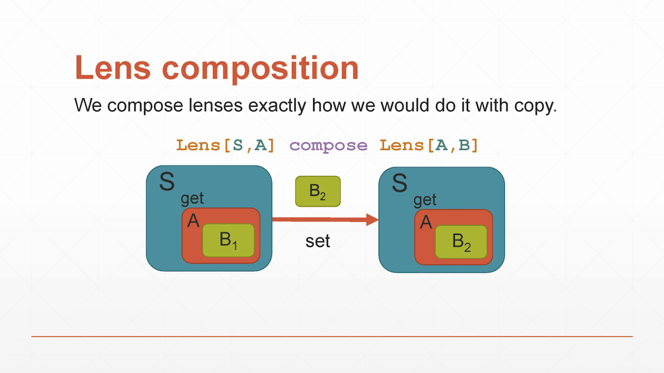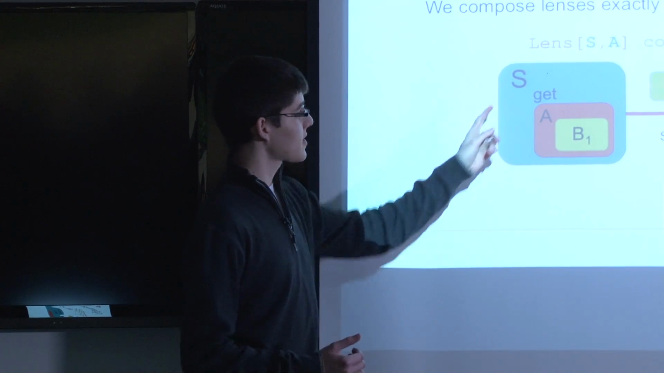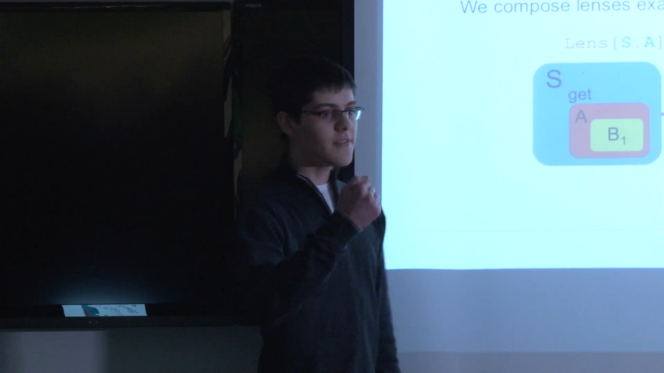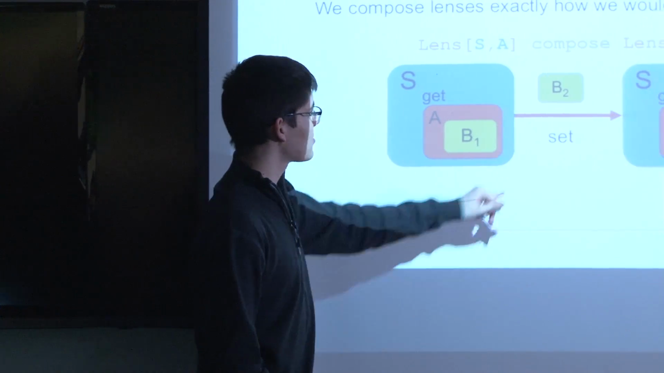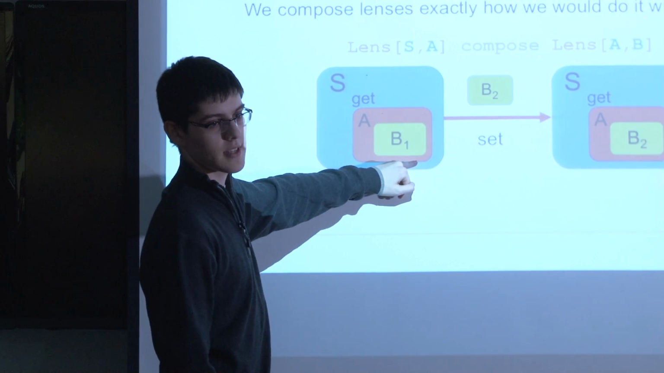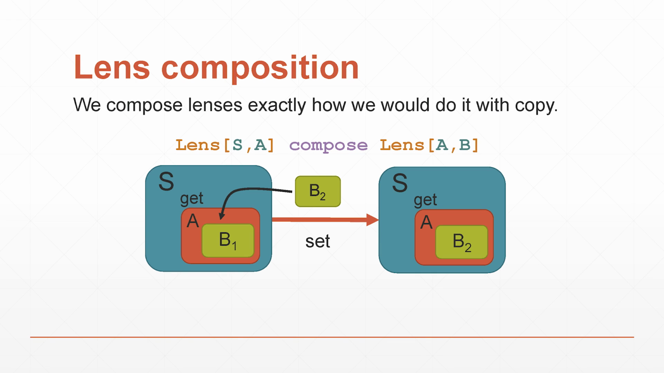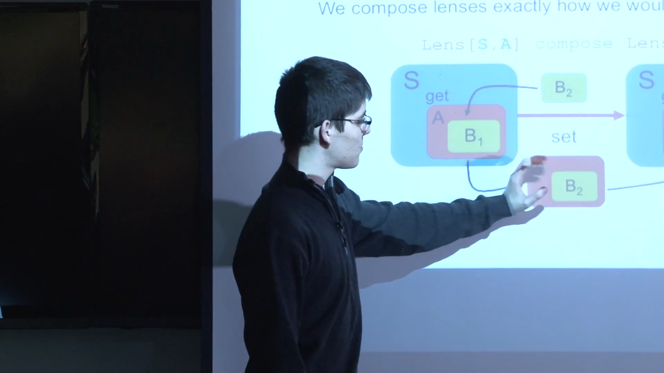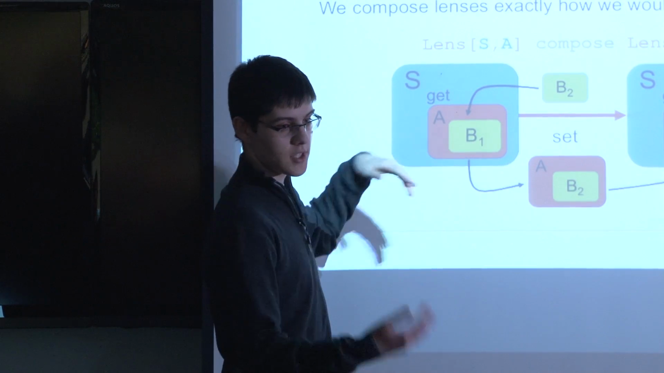So how can we get a B from an S? We just access the first one and access the second one. That's the easy one. And given a new B, how can we update that B inside the original S? So what we do is at first get the A inside, all right? We set the new B inside the A, and then put the new composed A inside the original S, all right? We get the A, put the B inside, and put the new A inside S, just how we did with copy.